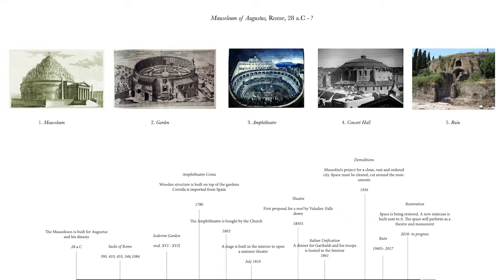It was later adapted as a garden, a theater hosting Spanish corridas, popular games and fireworks, a venue hosting a dinner party for the Italian unification, and finally, a permanent concert hall. The building was stripped off in the 1930s to reveal the archaeology beneath, and has since been left as a ruin in the center of Rome. Today, a new phase begins as the ruin is going to be restored and turned into a space for performances, showing how its use continues to change over time.